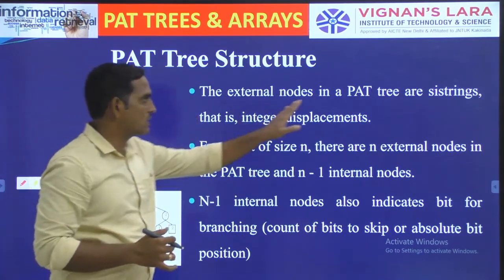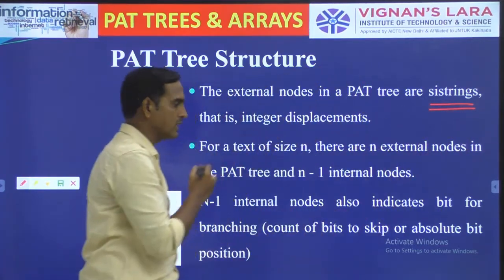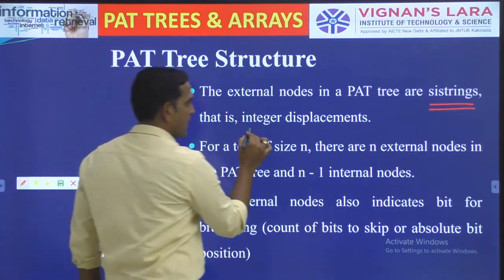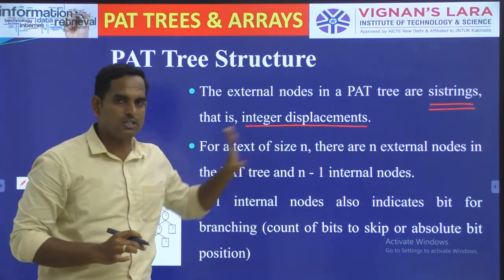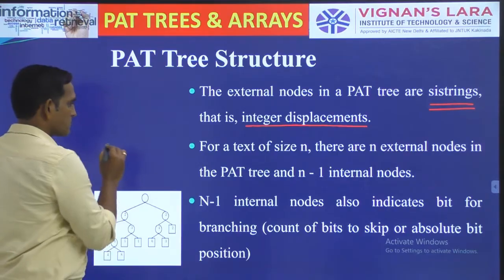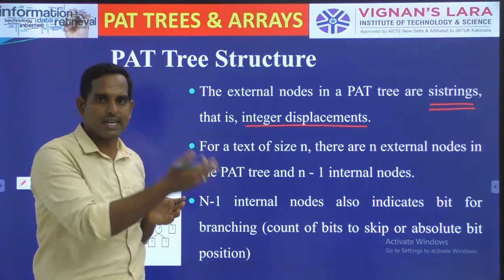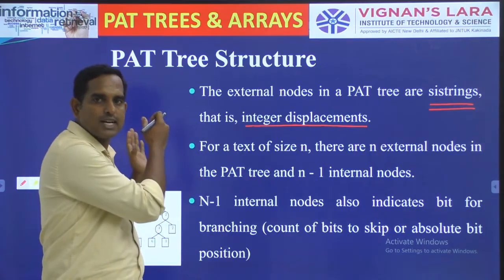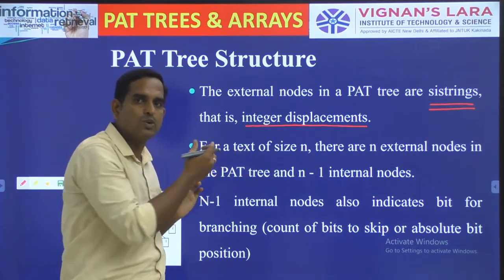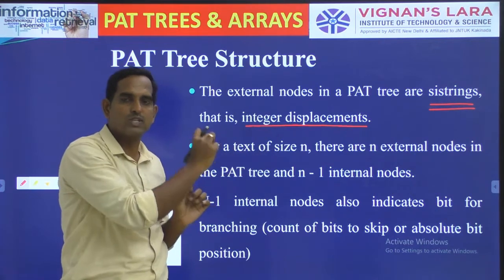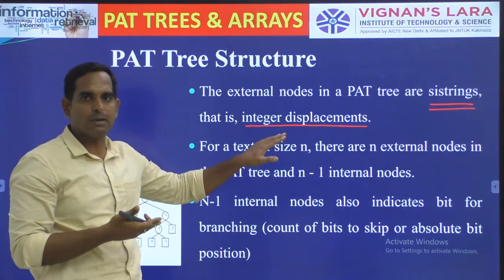So the external nodes in the Patricia tree are strings. Whatever external nodes you have, the strings are represented by integer displacements. I will show you with an example, but integer displacement means where you are starting the string: whether your string is string 1 or string 22, whether your starting position is the 22nd character. That is, which string you are trying to implement here.